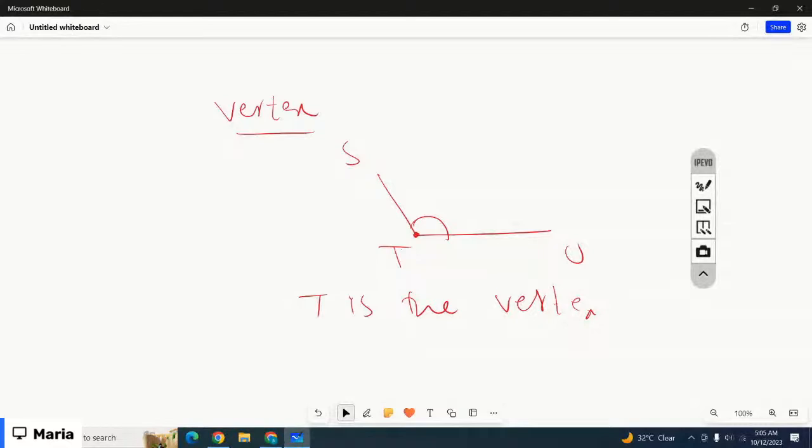The vertex is always the one that should be read in the middle while using 3 points to name an angle. So this angle is STU. So T is the vertex. Okay.